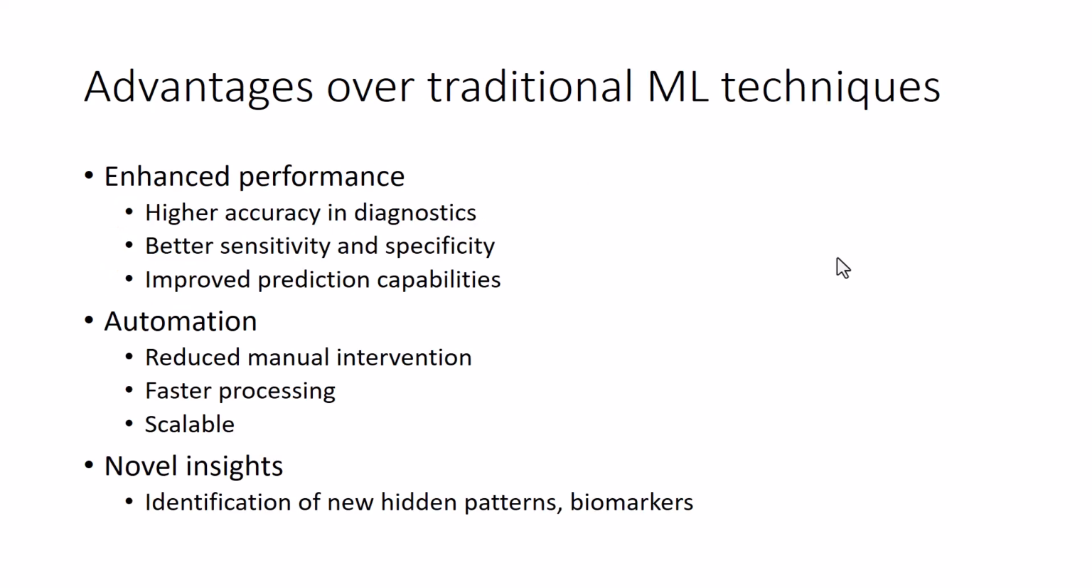Now, what is the advantage of using deep learning over traditional ML techniques? The first and the foremost is enhanced performance. The second one is automation, and the third one is novel insights. When I say enhanced performance, what does it mean? It has a much greater accuracy in diagnostics. Sometimes where clinicians fail to identify a pattern, deep learning does it for them. They have very good sensitivity and specificity.